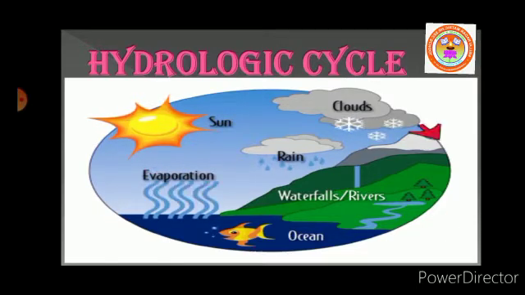Hydrological cycle is a global sun-driven process where water is transported from oceans to atmosphere, from atmosphere to land, and from land back to oceans. This is called hydrologic cycle. Okay? What do you mean by hydrologic cycle? Hydrologic cycle is a global sun-driven process where water is transported from oceans to atmosphere, from atmosphere to land, and from land back to oceans.